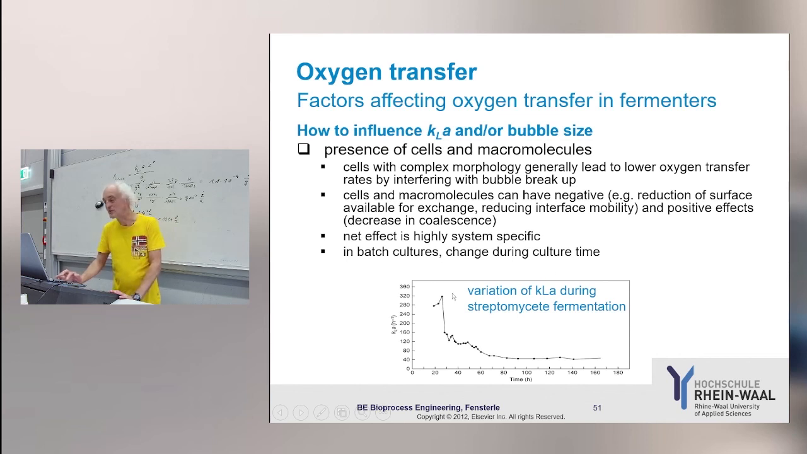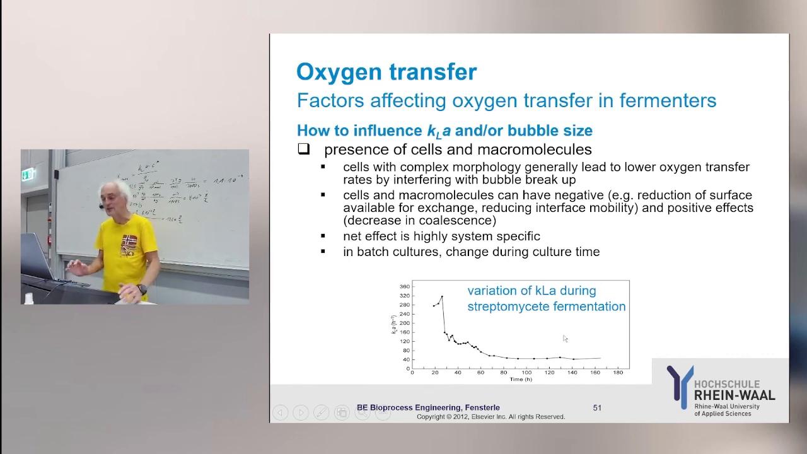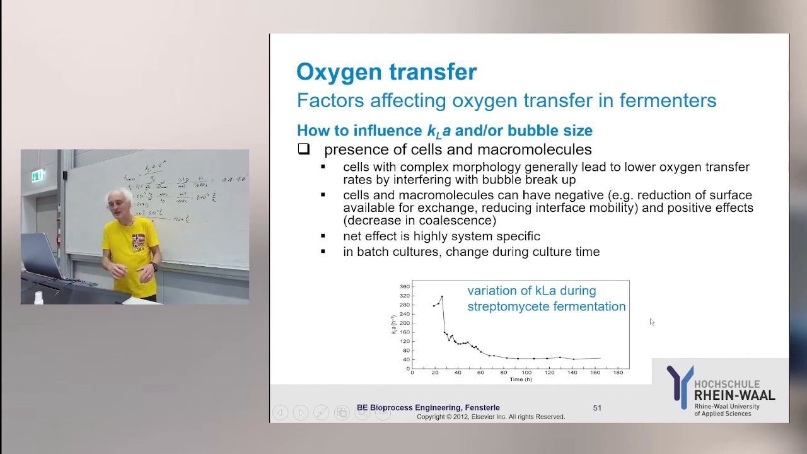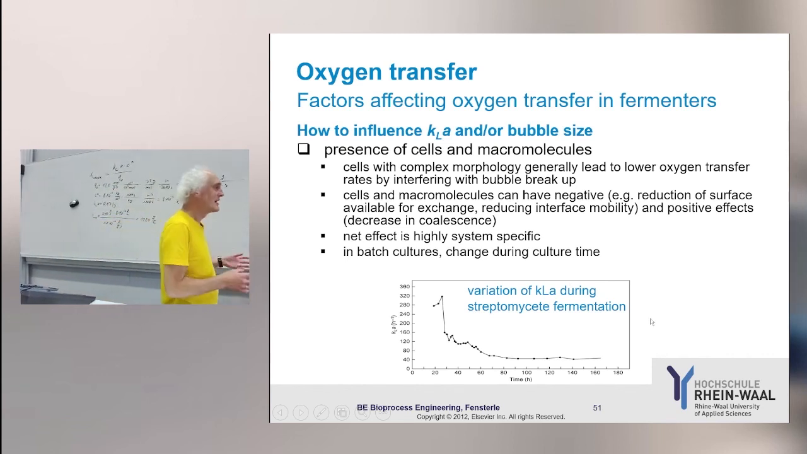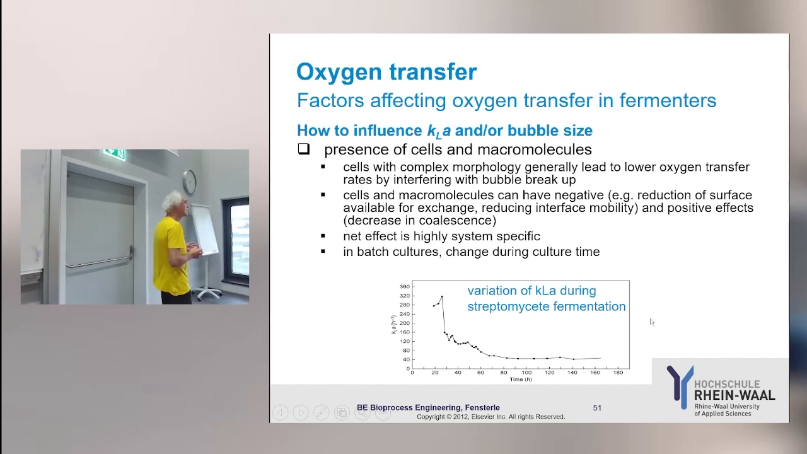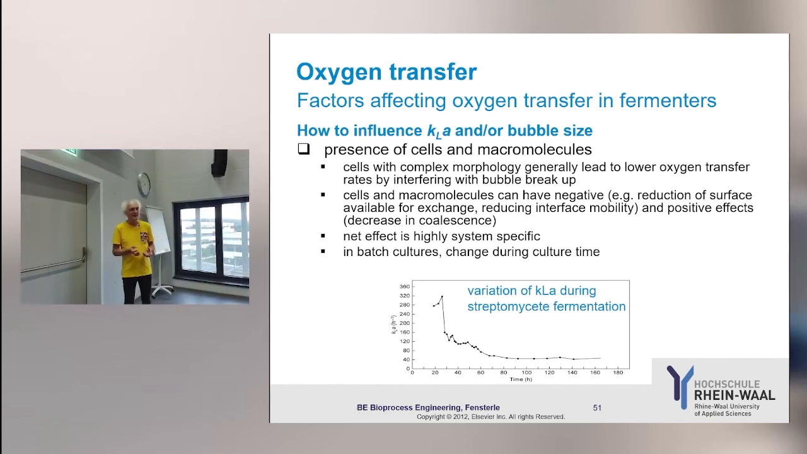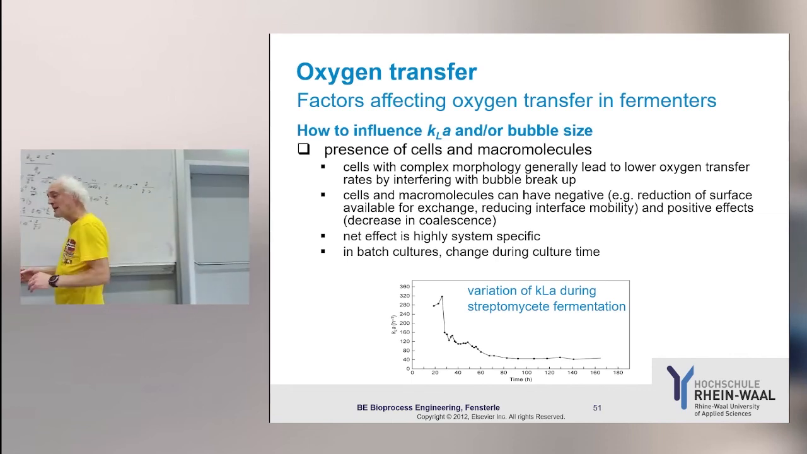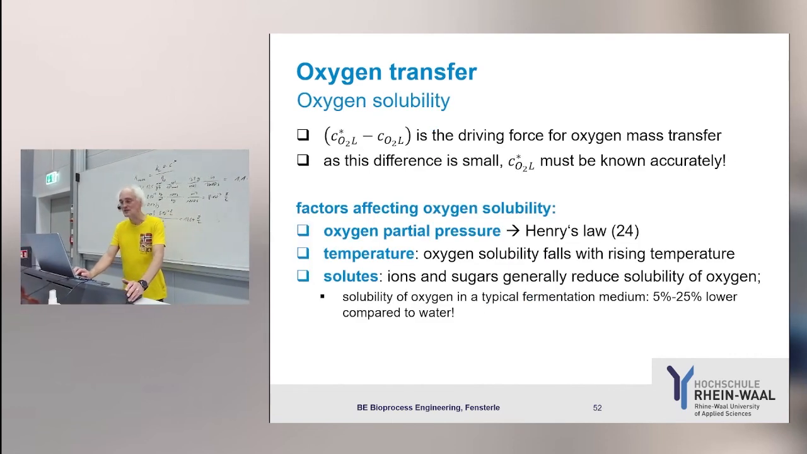Now, how to influence KLA and bubble size: the presence of cells and macromolecules, this is what we have in our culture, and unfortunately this also affects, without any antifoam, the KLA value itself. If you have these fancy cells with a structure like Streptomyces, this heavily affects KLA. This is less substantial if you use cells like E. coli, which are not forming these mycelium-like structures. However, this is also something which needs to be kept in mind.